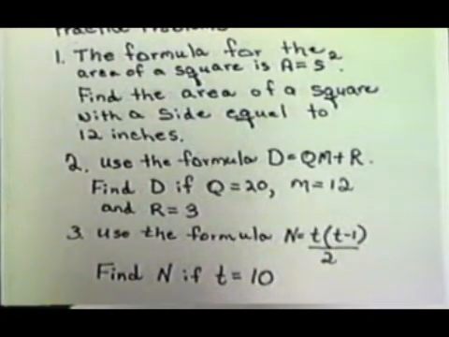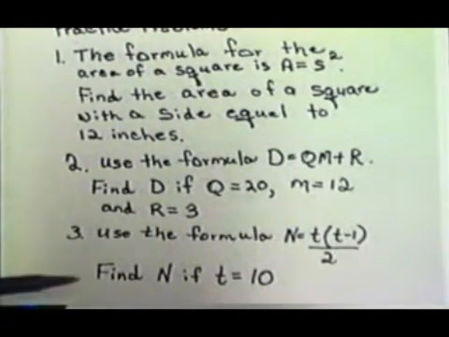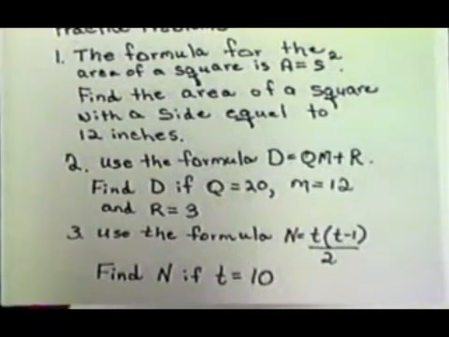Use the formula N equals T times the expression T minus 1, and then that is over or divided by 2. And it says find N if T is 10. Copy these problems down so you can refer to them, and then cut your tape off and work them. Once you have your answers, you may cut your tape back on to check them.